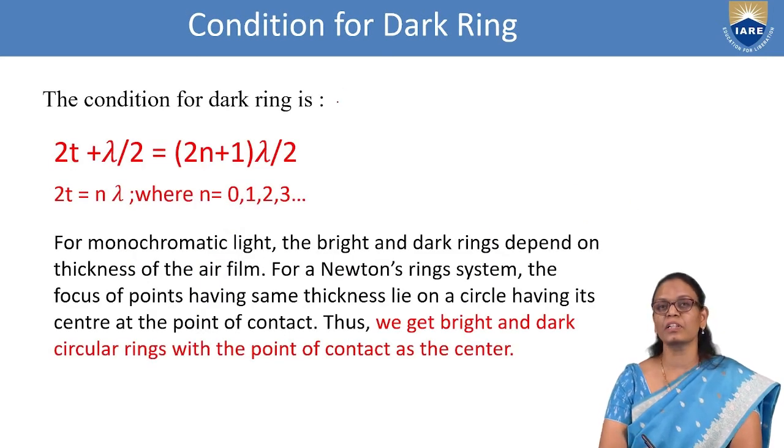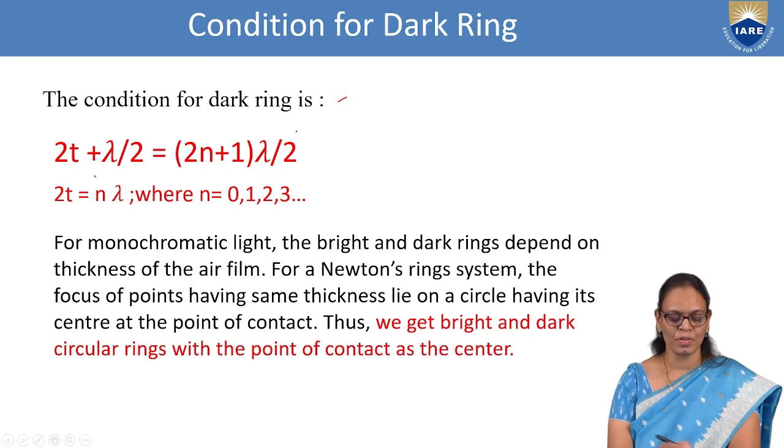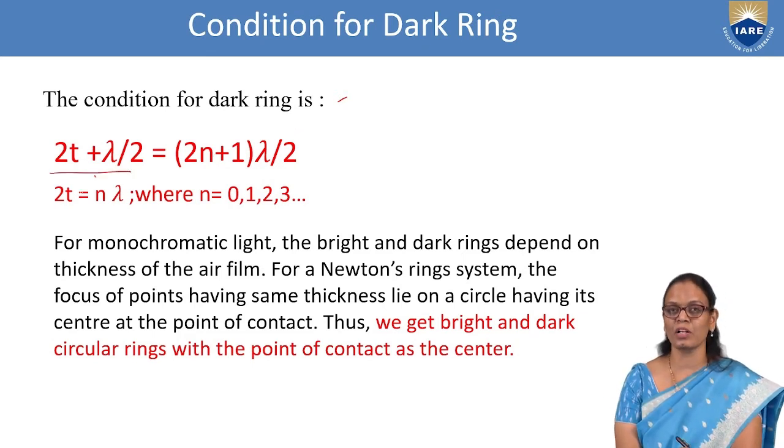Now, the condition for the dark ring. 2t plus lambda by 2 should be equal to 2n plus 1 into lambda by 2. If n is equal to 0, we get lambda by 2. N is equal to 1, 3 lambda by 2 and so on. So, this is the path difference we have got and this is the condition for the dark fringe.